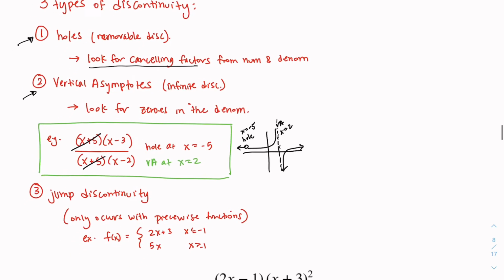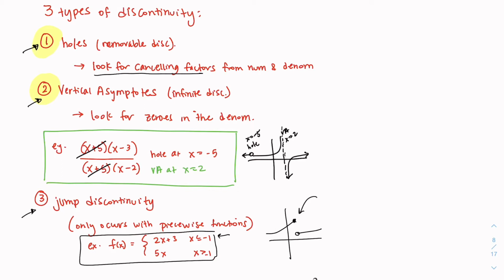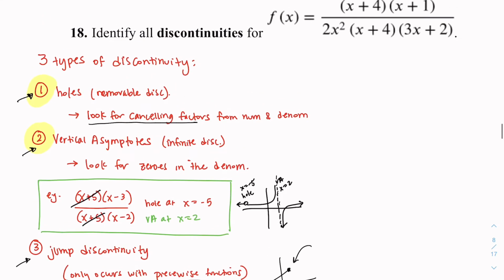And then the third type of discontinuity is a jump discontinuity, which looks like this. But this only happens with piecewise functions. So unless you're given a piecewise function, you're only looking for holes and vertical asymptotes. When I say piecewise, this only occurs with stuff that looks like this, right? Where the left-hand side can have a completely different function than the right-hand side. But since we're just given one single function, we're going to be on the lookout for holes and vertical asymptotes.